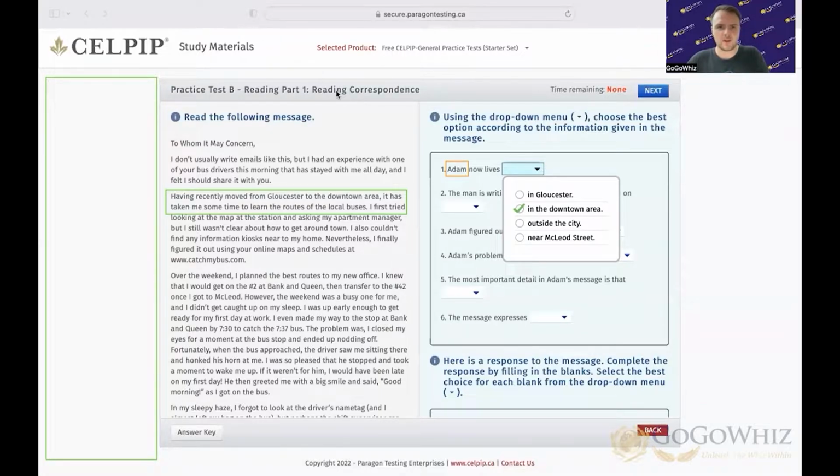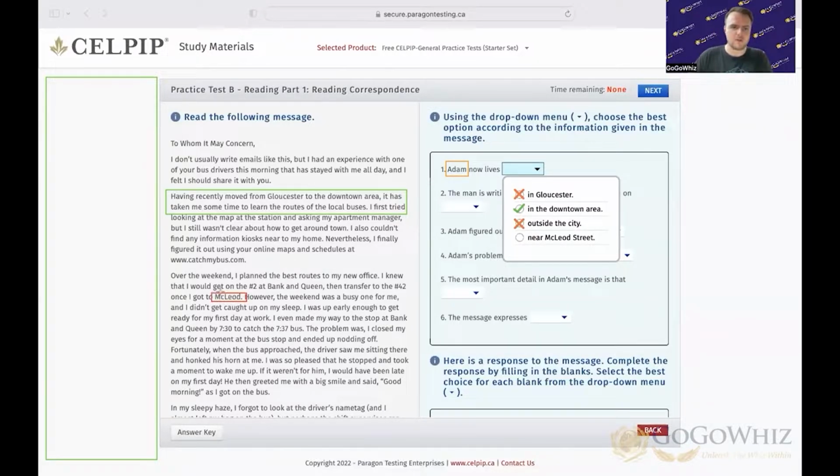Let's quickly address why the other ones are wrong. We see that he moved from Gloucester. So although Gloucester is mentioned, it's not the correct answer because he no longer lives there. Outside the city, we do not see that. And then near McLeod Street. McLeod Street is mentioned, or at least McLeod is mentioned further below. Let me highlight that for you all.